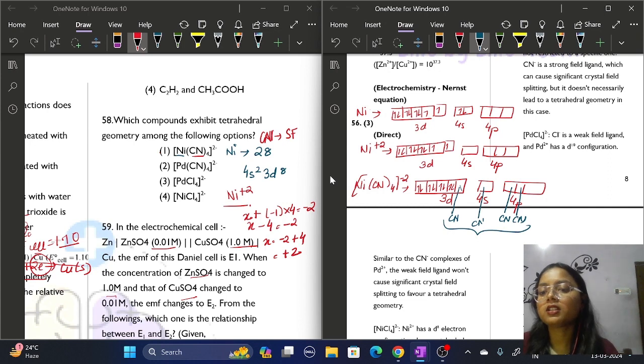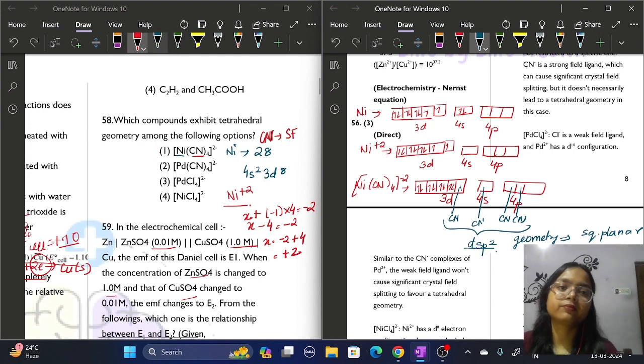Therefore, what will be the hybridization here? It should be dsp2. And the geometry of dsp2 will be square planar. Similarly, Pd(CN)4 is also square planar geometry, as well as PdCl4, which is also square planar geometry.